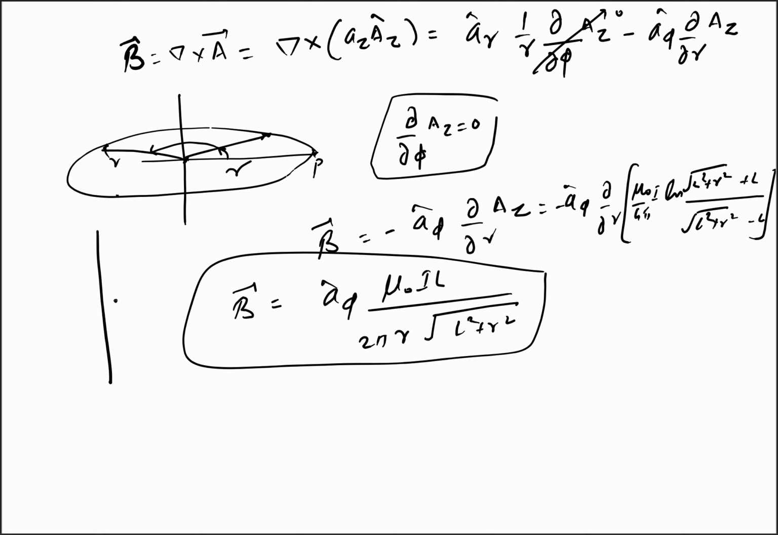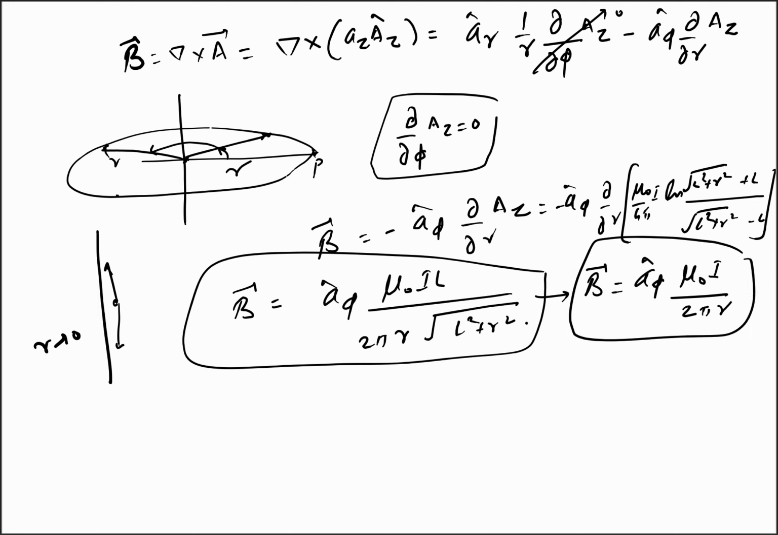Now we can verify whether we have done it correctly or not by taking that we are very near to this wire, that is, this r tends to 0. For this case, this wire is now infinitely long because we are very near. We are like an ant which is seeing this wire that it is very big now. So this equation should reduce to the field due to an infinitely long wire. So let us put r is equal to 0. So it will be aφ μ0 I over 2π r. So this proves that we have a valid result.